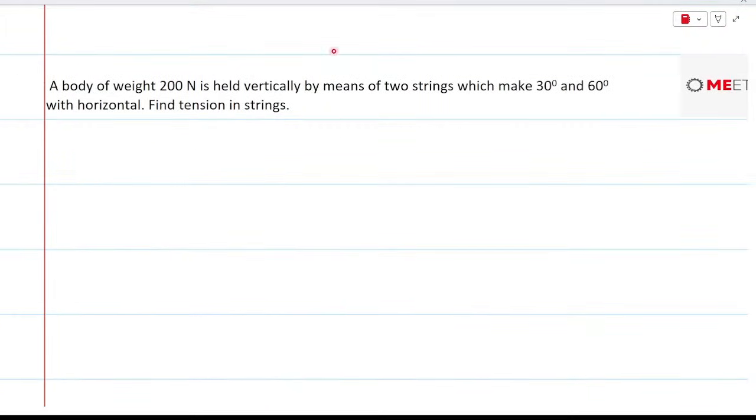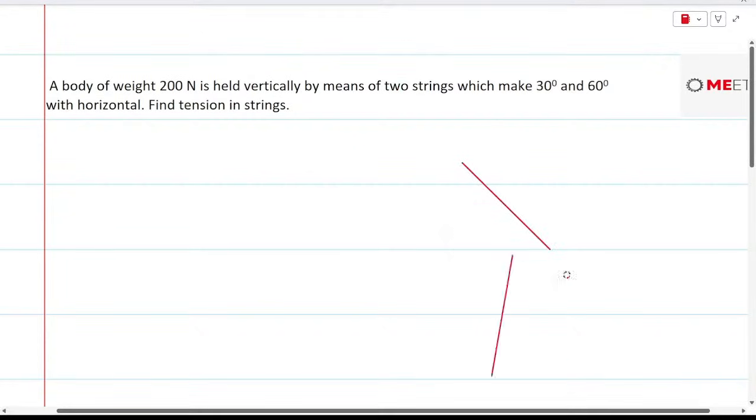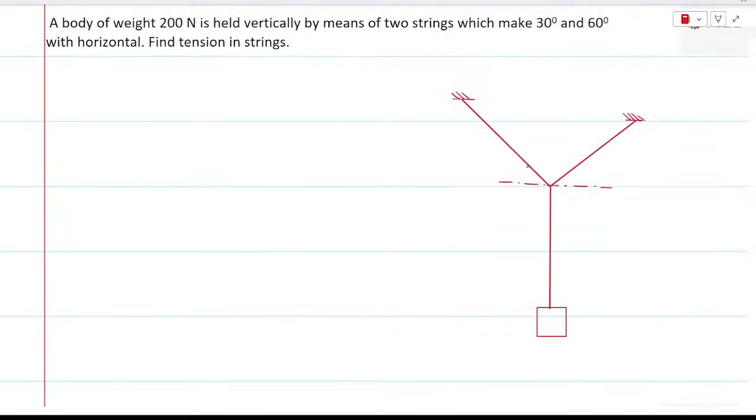A body of weight 200 newtons is held vertically by means of two strings which make angles of 30 degrees and 60 degrees with the horizontal. Find the tension in the strings. So let me just draw the diagram. Let's say this string is T1 and this is T2, and there is a weight W that is equal to 200 newtons.